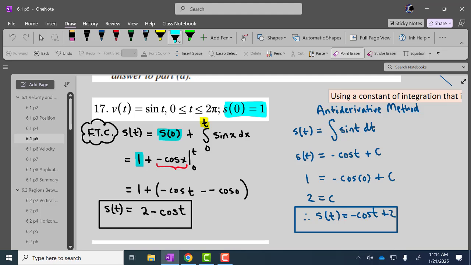Yeah, because this is a definite integral, there's no constant of integration. So you don't do that plus c thing. It's only when you have an indefinite integral that you end up with the plus c. So with that method, we don't have to deal with the c at all.